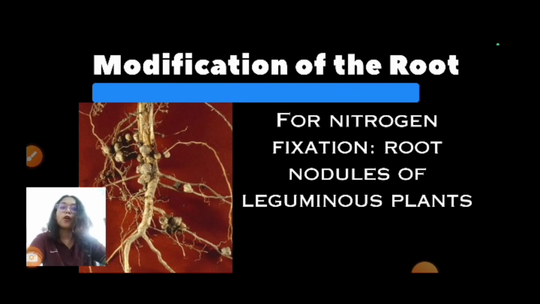Understanding? So 4 modifications we got. One was for storage, one was for support, one was for aeration, and one for nitrogen fixation. Is it clear?